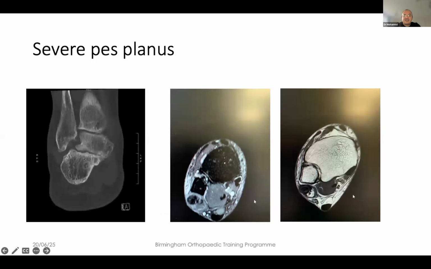With severe flatfoot, the same problem. So you have the heel in severe valgus, the subtalar is very arthritic, and the heel is in severe valgus. And still there is the problem of subfibular impingement, which needs correction. Otherwise, the peroneal tendons will be under continuous stress.